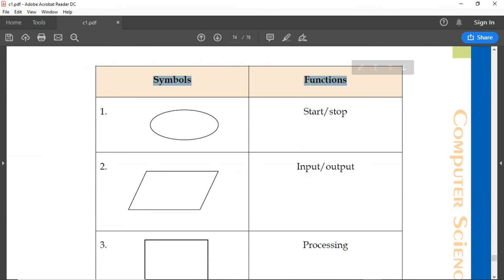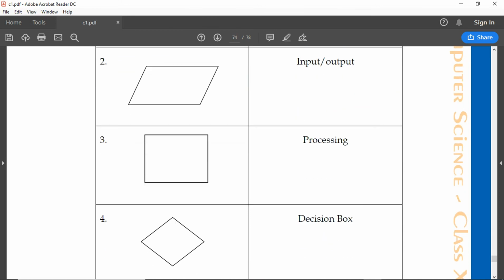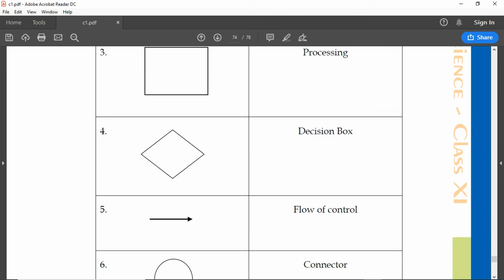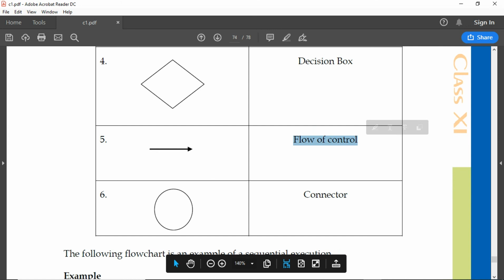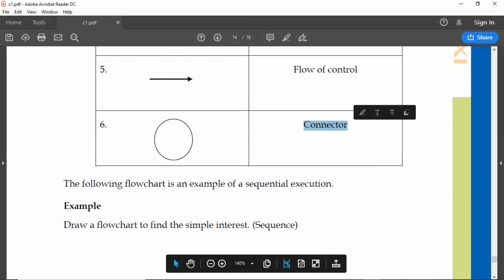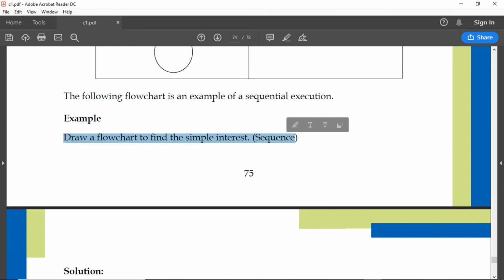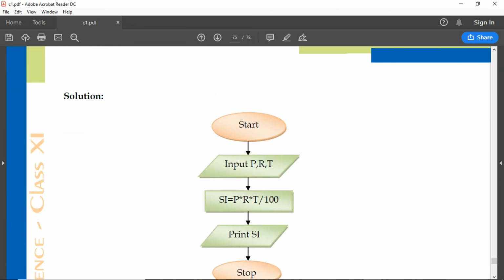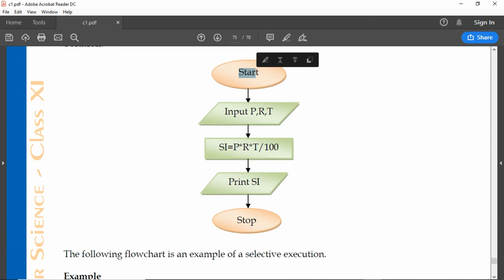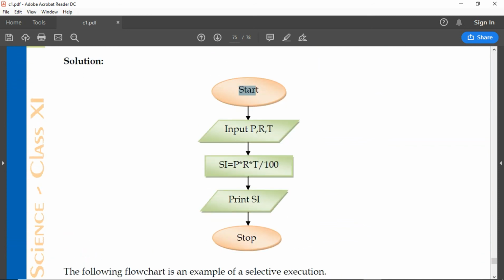Symbols and functions. 1. Start/stop. 2. Input/output. 3. Processing. 4. Decision box. 5. Flow of control. 6. Connector. The following flowchart is an example of a sequential execution. Example. Draw a flowchart to find the simple interest, sequence. Solution.